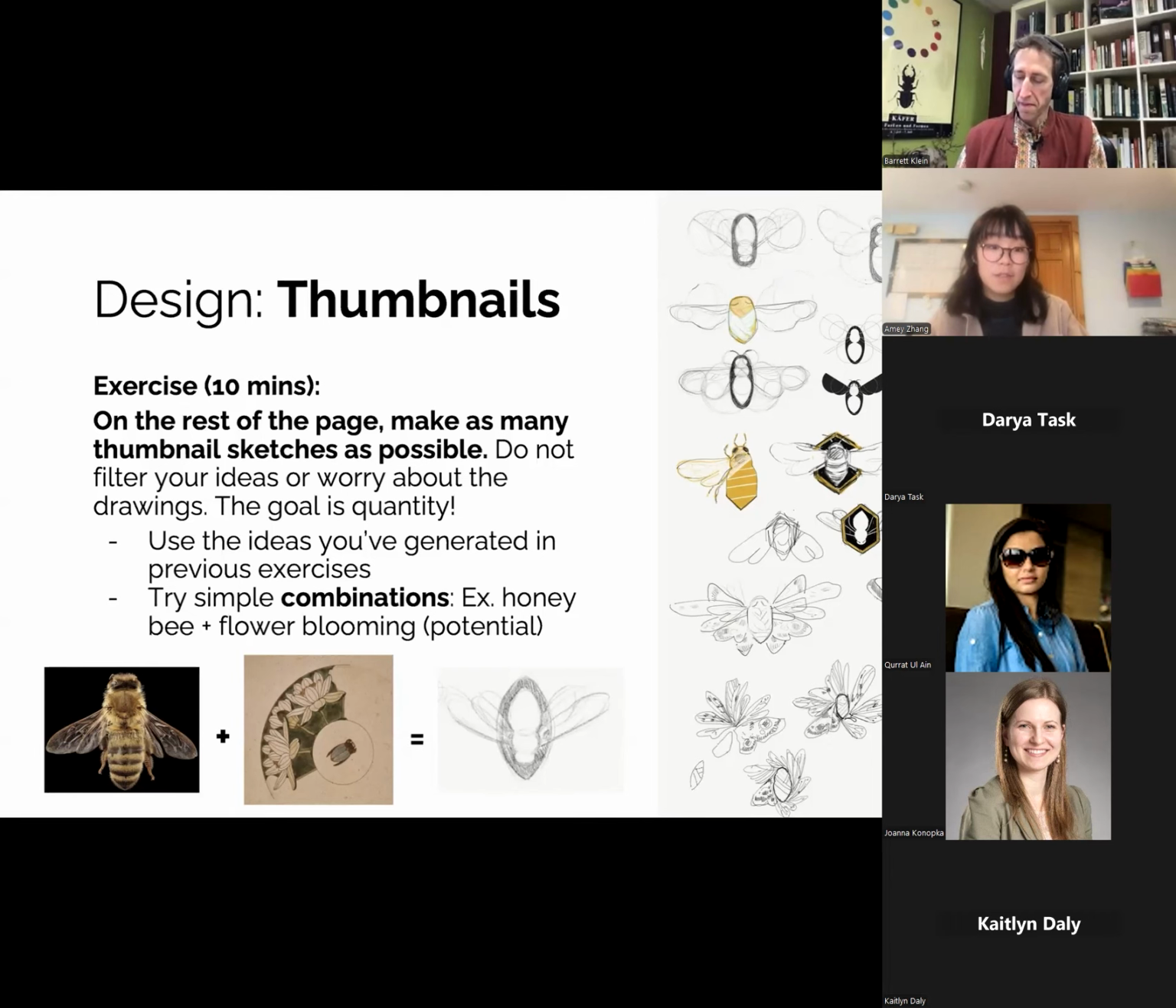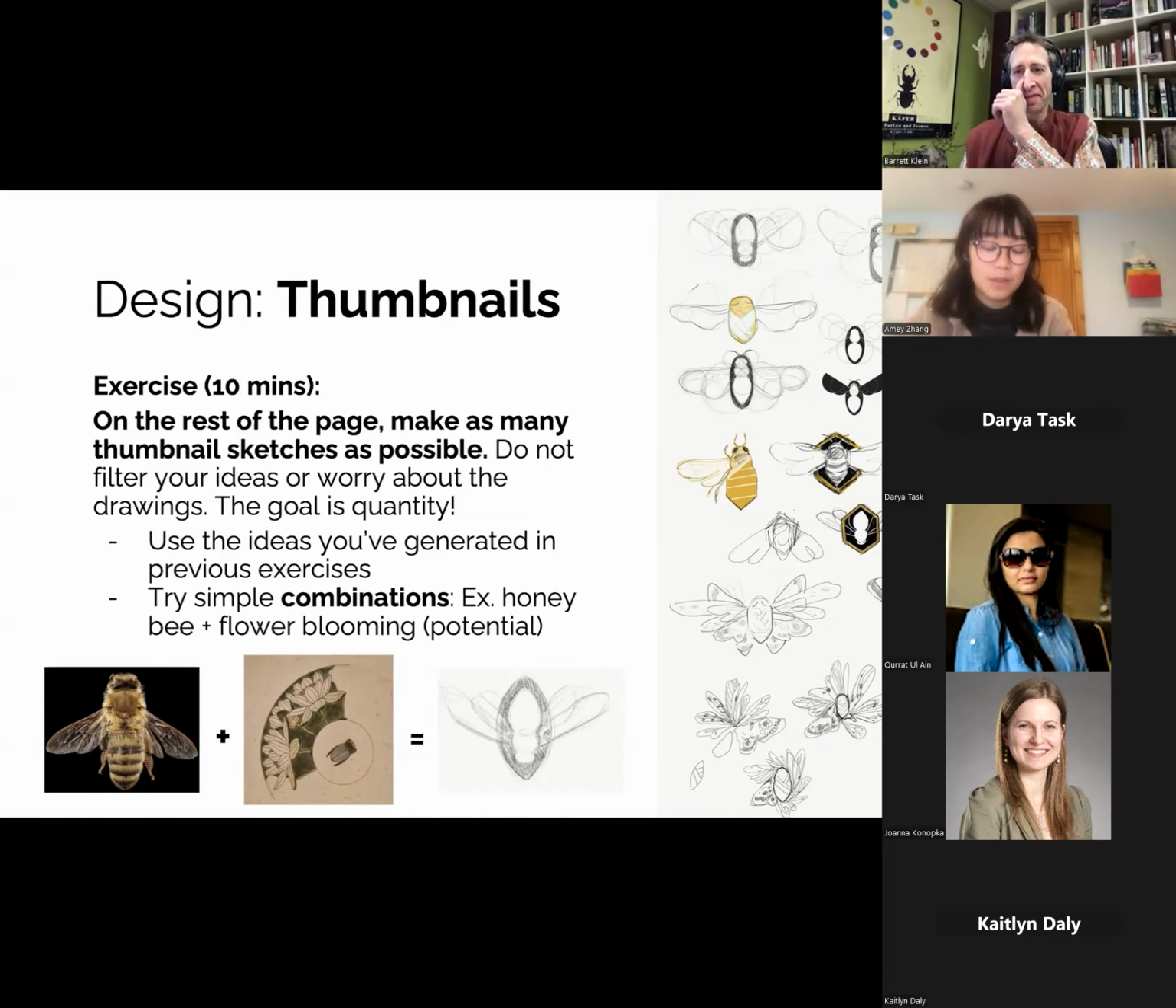And the two tips I have for you are to use the ideas you've generated in previous exercises. So when I was brainstorming about the honeybee and thinking about honeycombs, I'm playing with the recognizable shape of a honeycomb and the pupa. And to try simple combinations. I saw someone put in the chat this harebrained logo that has the brain shape with the hair in it. Many really effective logos are a very simple combination of two ideas.